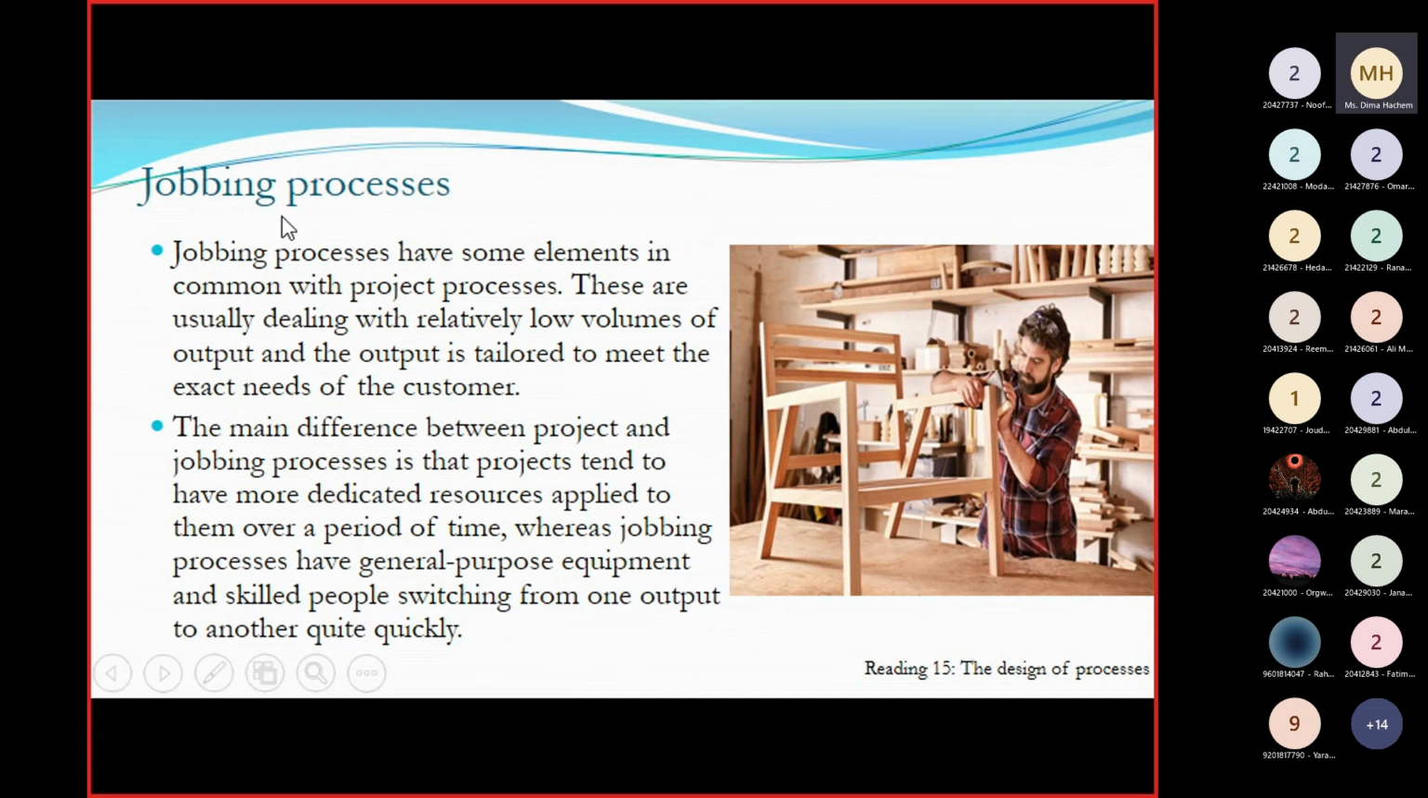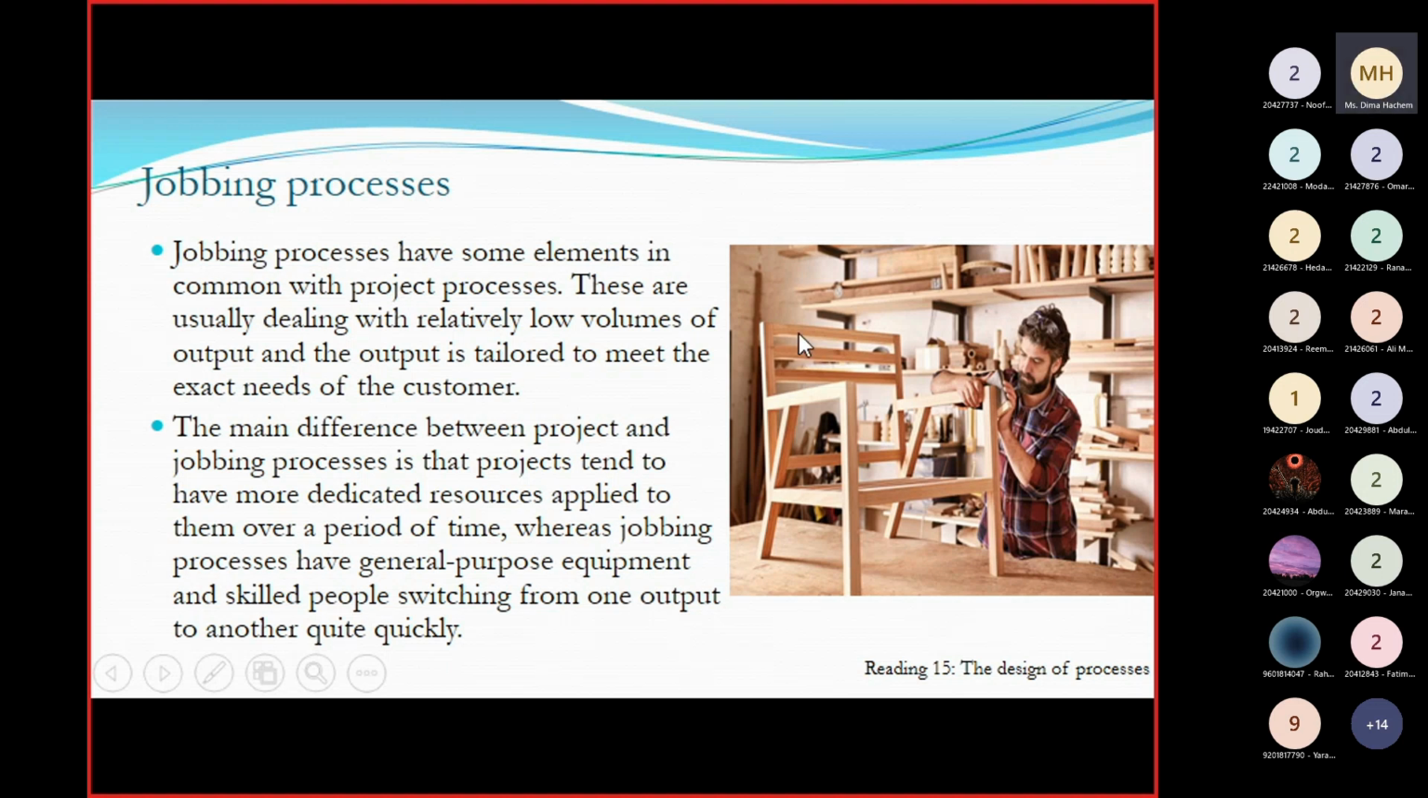Now the next process is called jobbing. Jobbing processes have some elements in common with project processes. So this guy here, he makes these chairs. You could ask him to make maybe 10 of these chairs for you at the same time. So the guy cannot make a very big volume. He will make a small job, which is a small project, but it's repeated a small number of times.